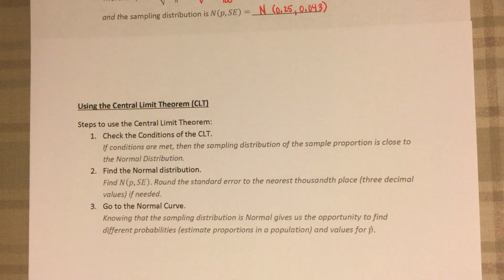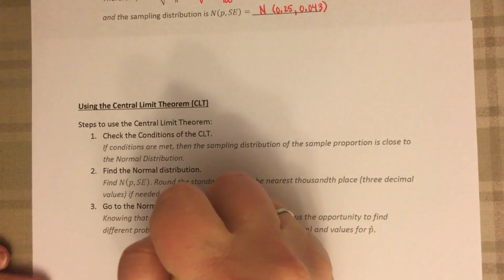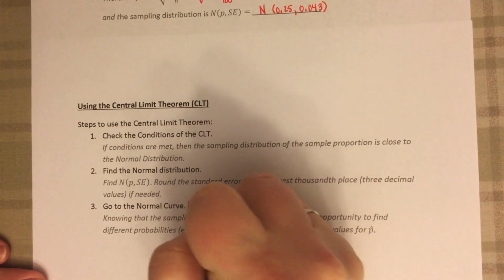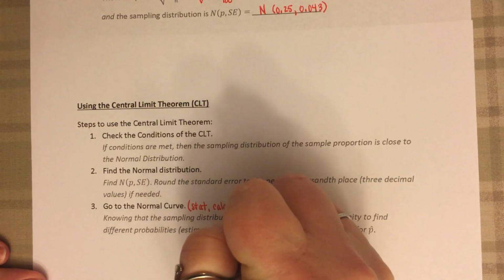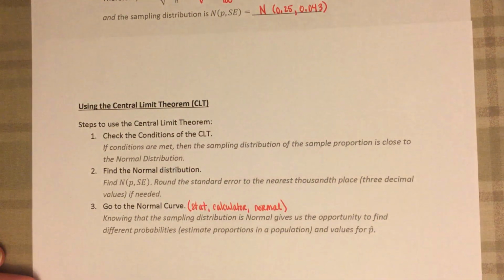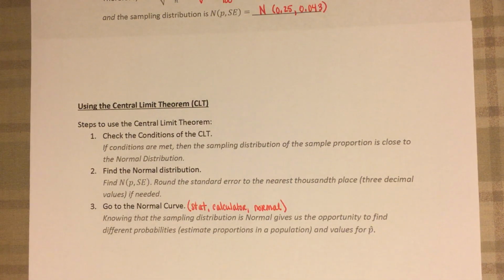And then we're going to go to our normal curve, and once we go to our normal curve, we're going to be able to estimate percentages just like we did back in chapter 6. Most of these problems, we're going to be using StatCrunch. So as we did in the last chapter, we go into our stat menu, into our calculator menu, and then select our normal curve. Then we enter our mean, which is going to be our population proportion, and our standard error, which we use as our standard deviation, and then we can answer questions based on that.